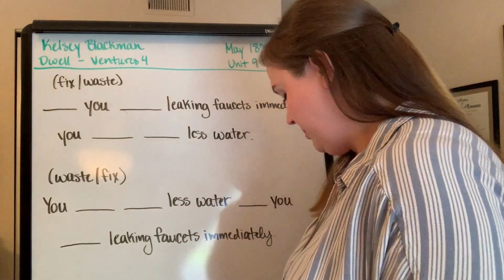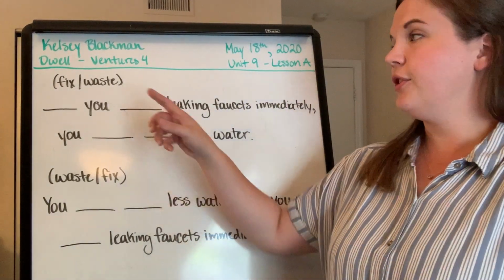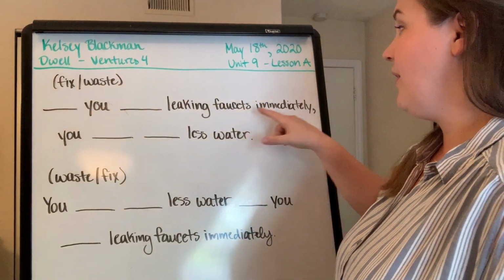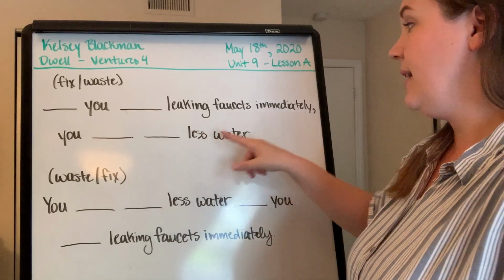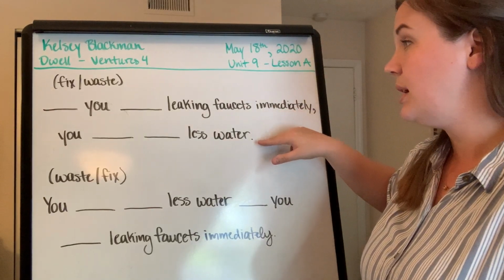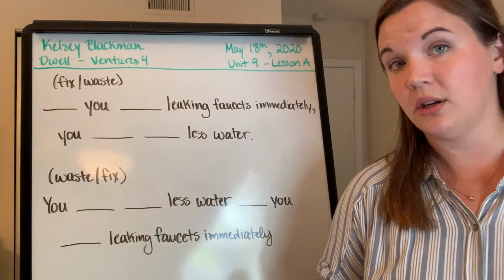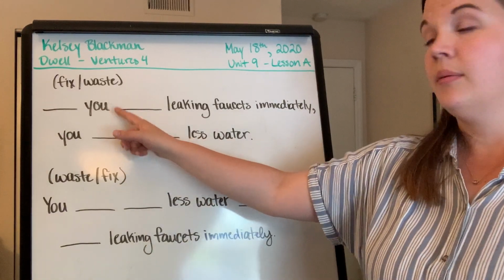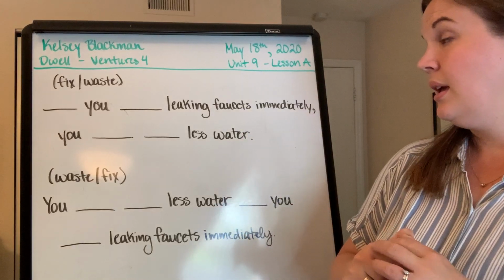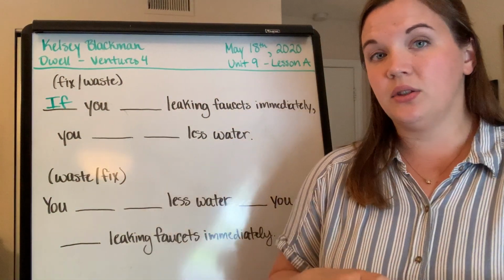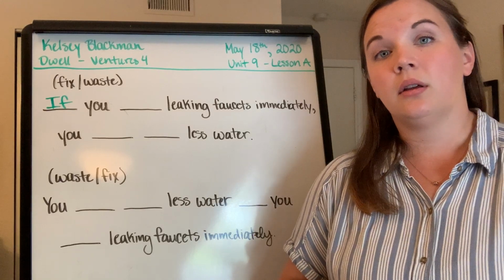So we've got up here, I gave you the verbs fix and waste. Okay, so blank, you blank leaking faucets immediately, you blank blank less water. So which clause do you think is going to be the imaginary situation, the if clause? I'm gonna go with this one. So in the if clause, which verb tense do we use for the verb?